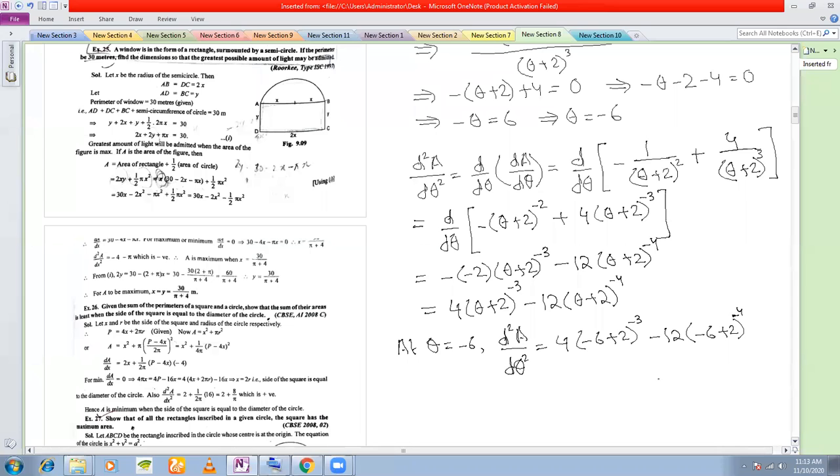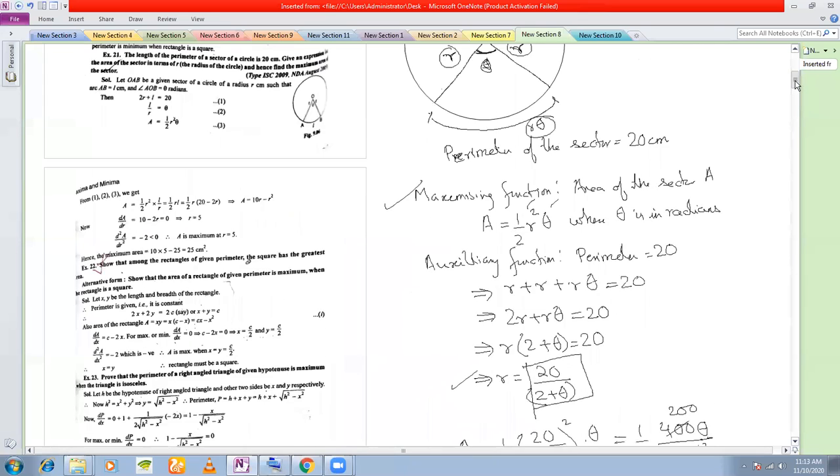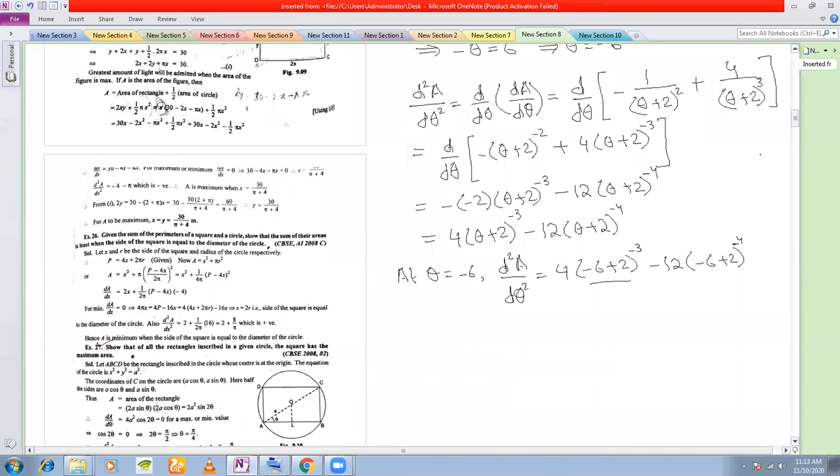Is d2A by d theta 2 positive or negative? Minus 6 plus 2 is negative. Why positive? Tell me. I thought the negative sign was not there. It has to be negative.